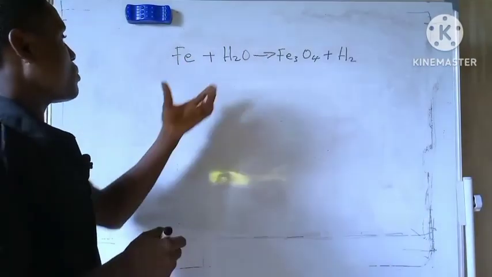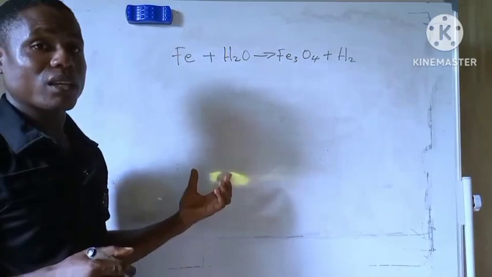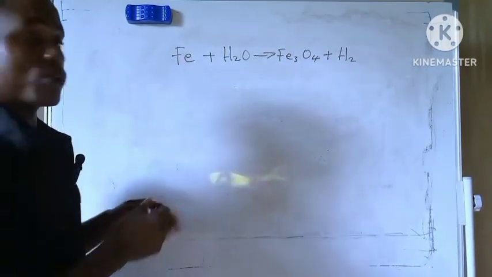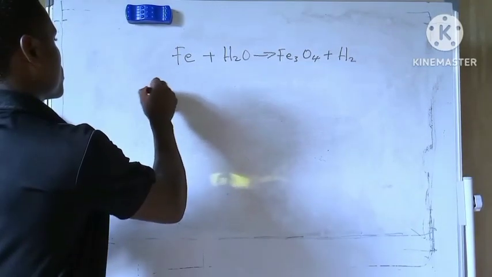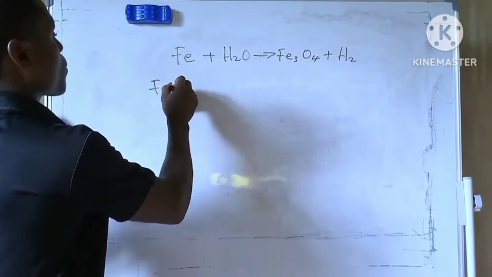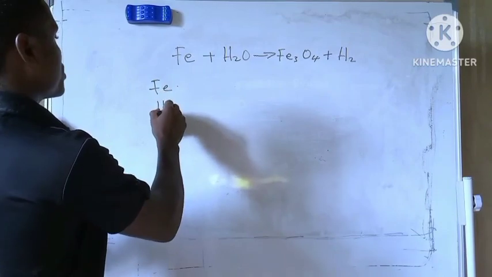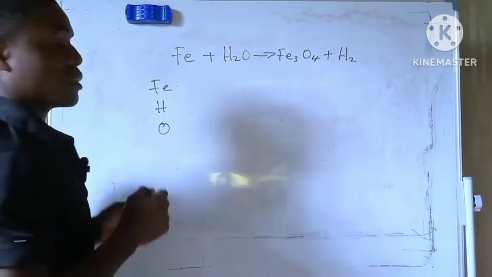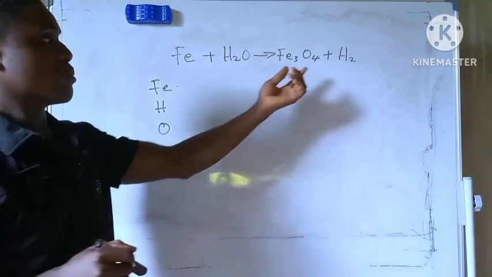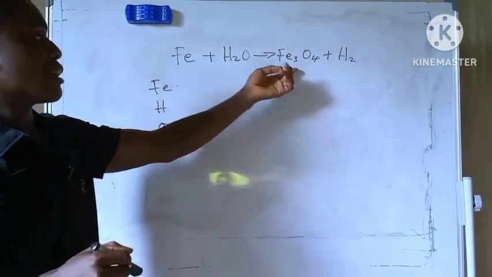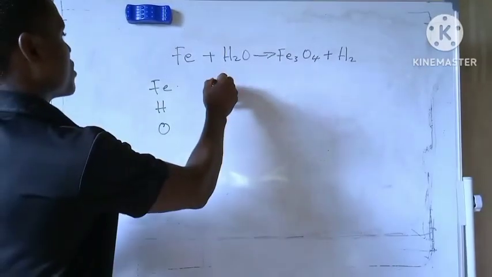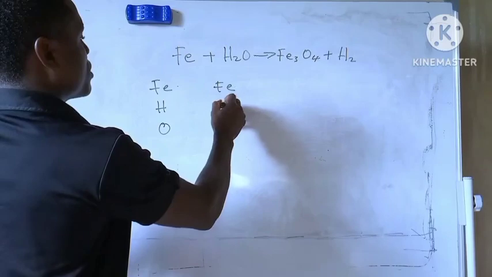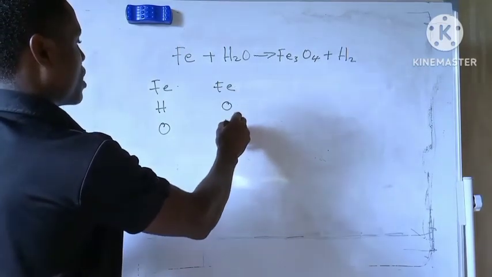So let's continue. Let's first of all write out all the elements at our left side. The first one is what? Iron. So let's write it out. Iron. The second one is what? Hydrogen. While the third one is what? Oxygen. We are done with the left side. So let's come to the right side. The right side, the first element is what? Iron. The second one is oxygen. The third one is what? Hydrogen.